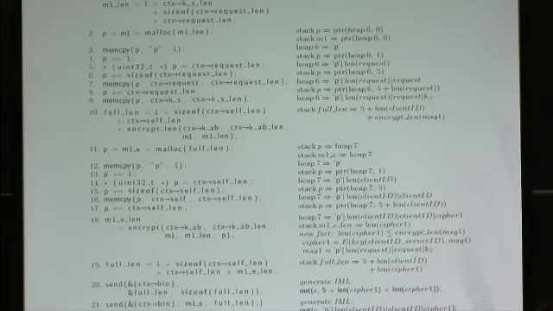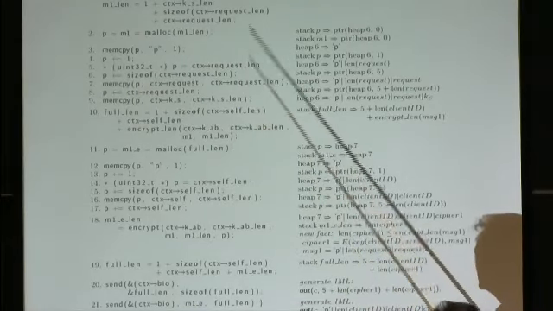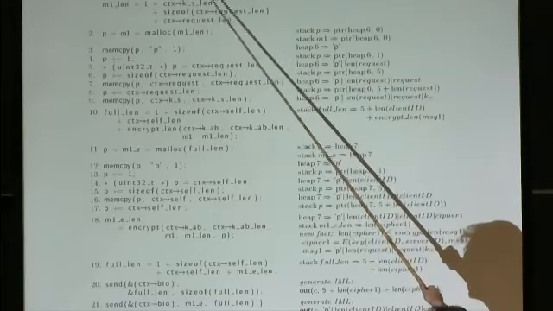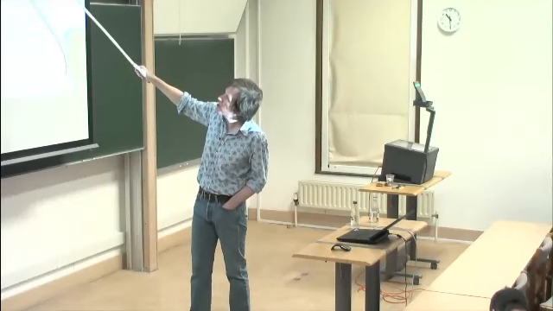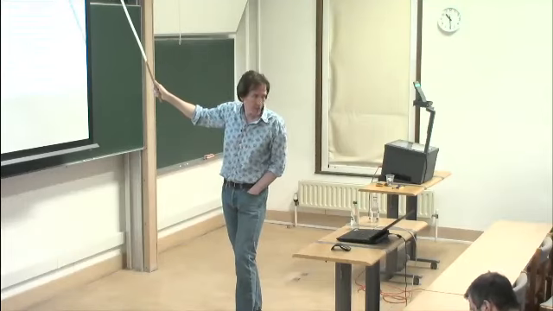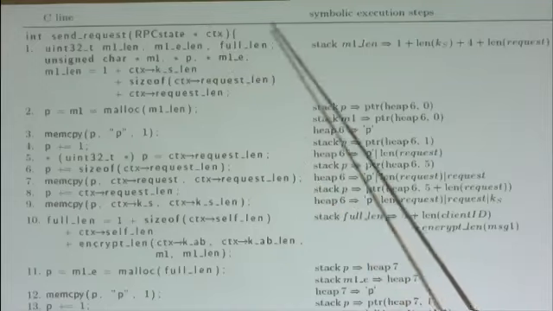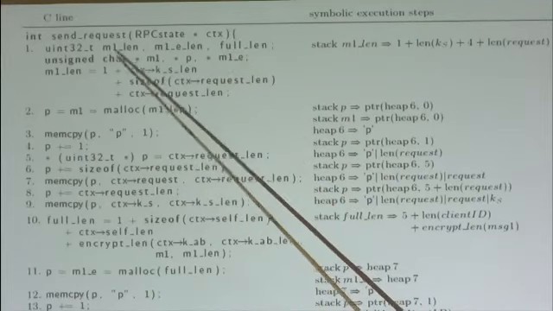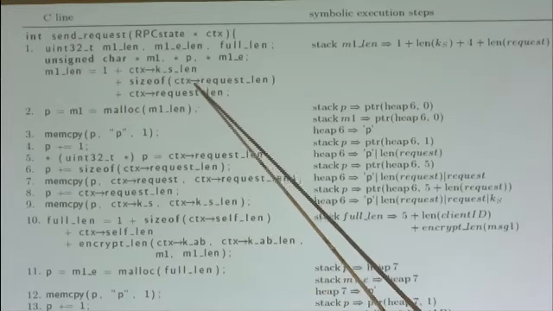So a bit more detail. How does it work? Here's a program for sending the request. This is A trying to send a request, and he's got a bit of context where he's got state for this particular protocol that includes things like keys and identities of the parties, and requests and so forth. In line 1, the first thing we do is compute m1 len, which is the length of the whole message. So we do a calculation.